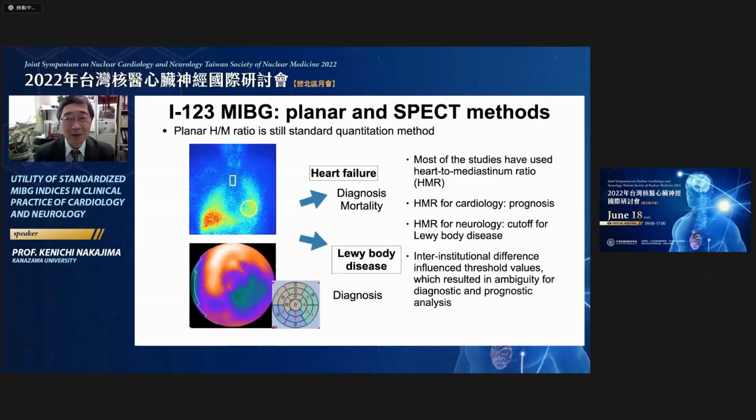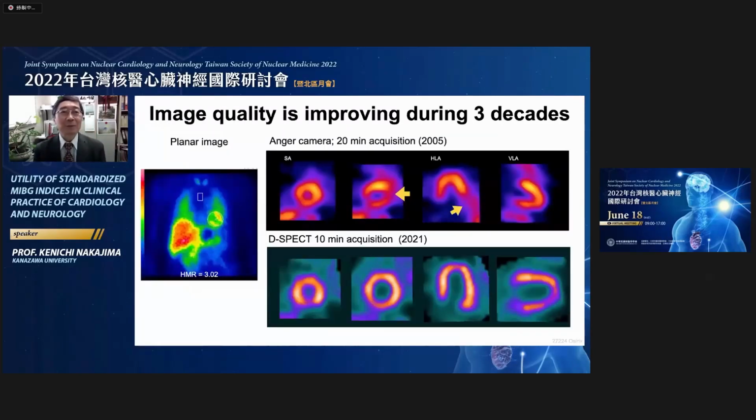However, inter-institutional differences significantly influence the threshold values. Therefore, it resulted in ambiguity for diagnostic and prognostic analysis. Therefore, we decided to standardize the HM ratio some years ago. So let's see the image quality of MIBG.